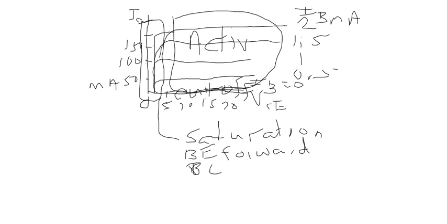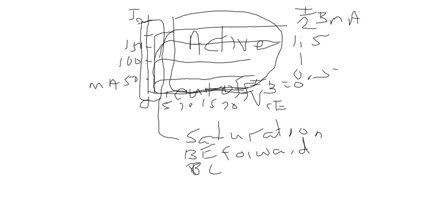Notice here that as VCE changes, the collector current doesn't change. It stays flat for a particular base current. So that says the base current is what's controlling the collector current in that region.